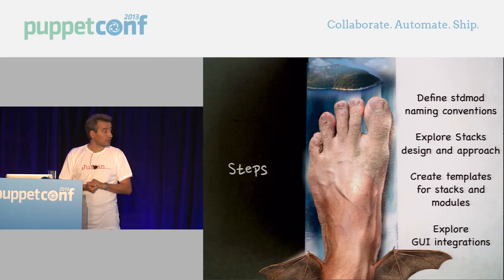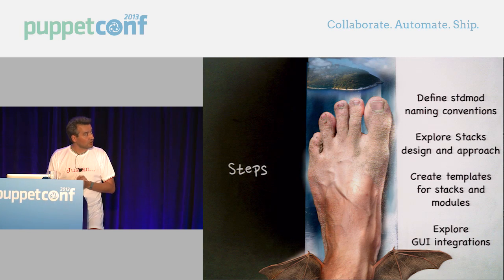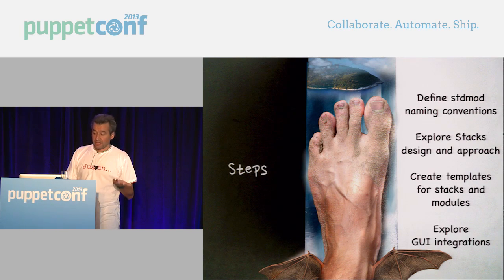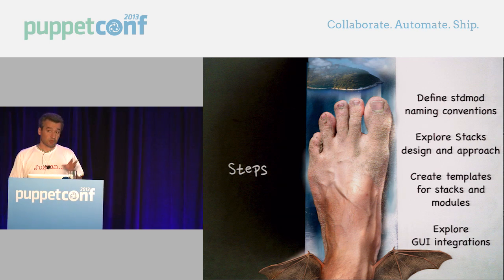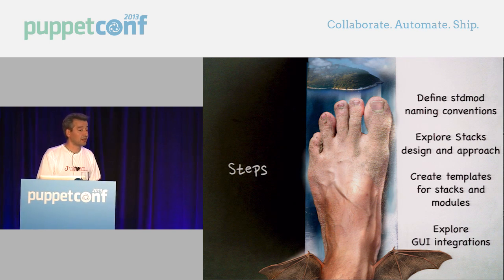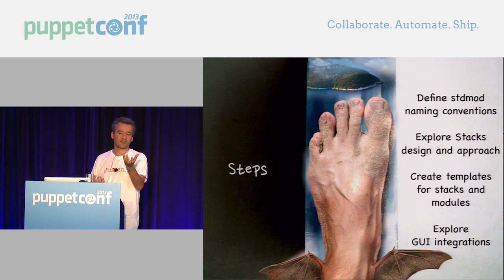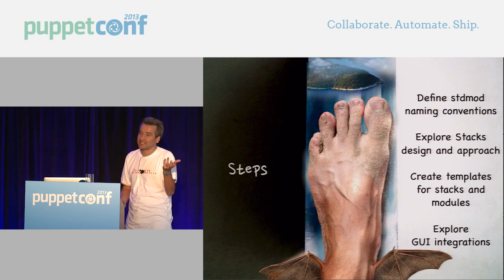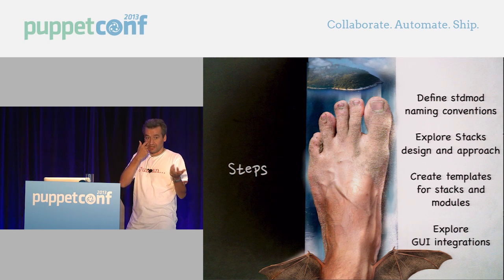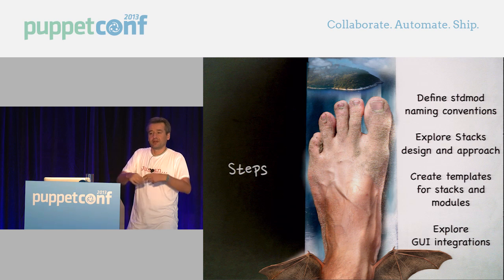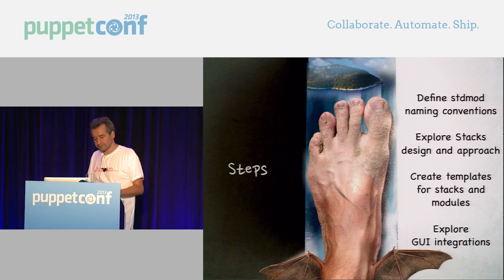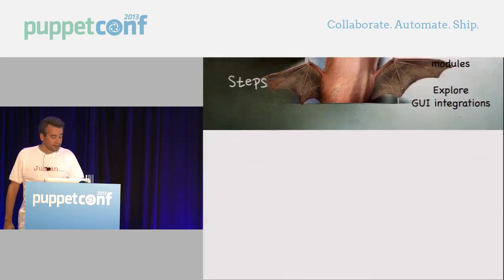So that's the point. Next steps, what we can do in the future. Define naming conventions for modules, but also explore stacks and best practices about stacks and so on. And also explore GUI integrations, because once you have a stack, you have what the user needs at the end. Maybe just a way to provide the possibility to give some options and then with them configure whatever they need. That's it.